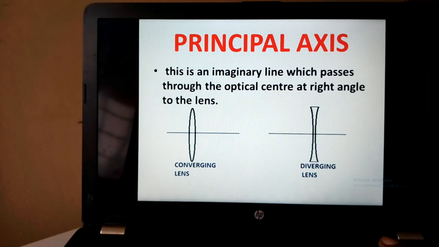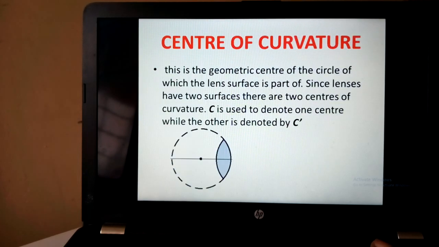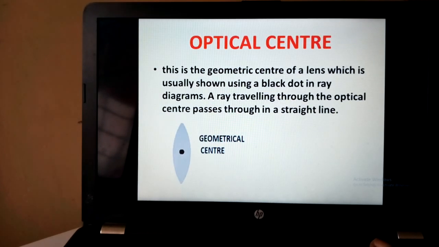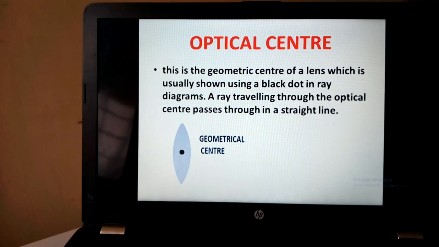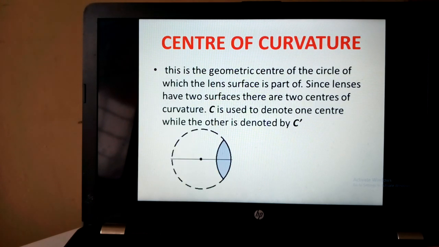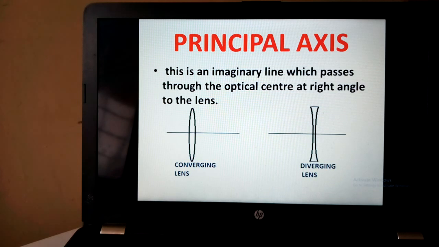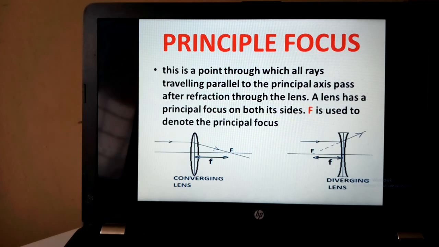So it is an imaginary line which passes through the optical center. I hope you still remember what is optical center. Okay? Optical center is that. So, it is an imaginary line which passes through the optical center. Okay. We can move on to principal focus.